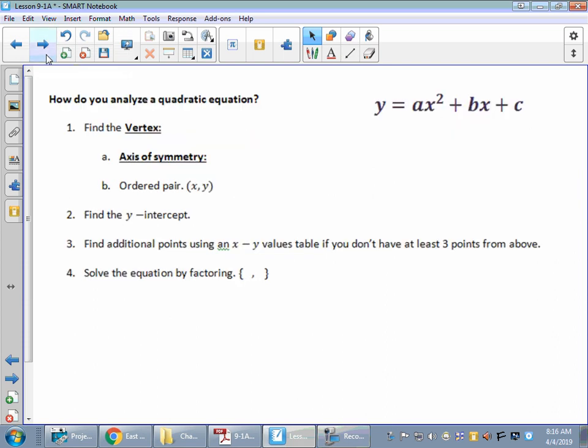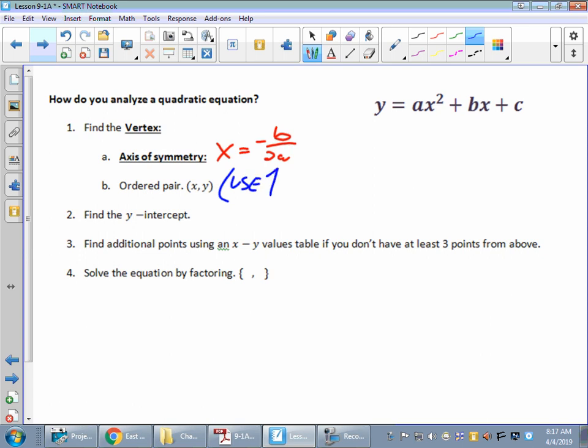Let's do some examples, and I think things will become a lot more clear if we do some examples here. The first thing we're going to do is find the vertex. In order to do that, first we have to find the axis of symmetry. We're going to use the formula x equals negative b over 2a. We've got our example over here, and for the ordered pair, we're going to use this for your x value, and then find y.